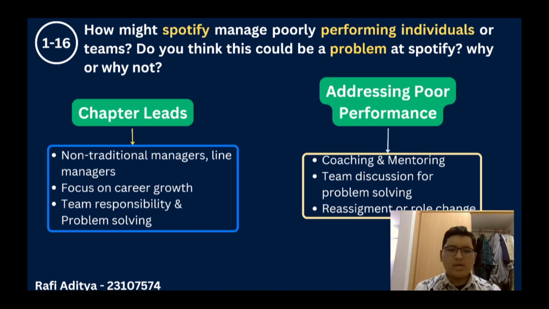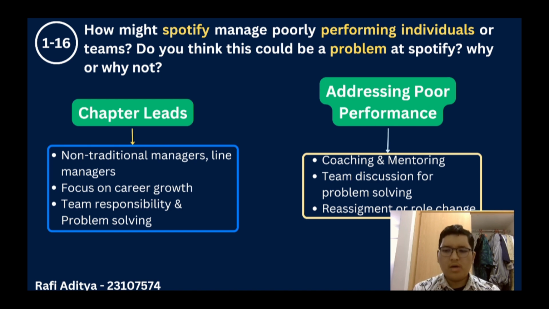So, chapter leads. In Spotify, they don't have traditional managers for their teams. Instead, they have chapter leads who are like line managers. These chapter leads are responsible for helping their team members grow and develop in their careers.